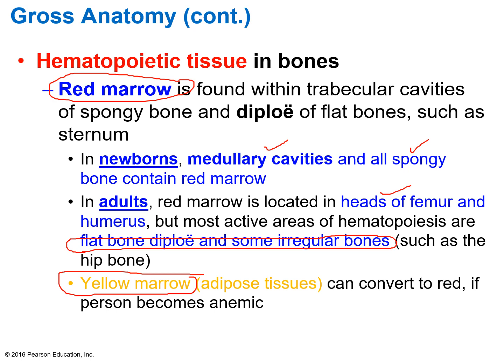Now, the remainder of the areas will replace their red marrow with yellow marrow, which, as I mentioned before, is adipose tissue, and that is there as an energy resource. And if ever need be, like for instance, in the case of severe anemia, the yellow marrow can be converted back to red marrow.